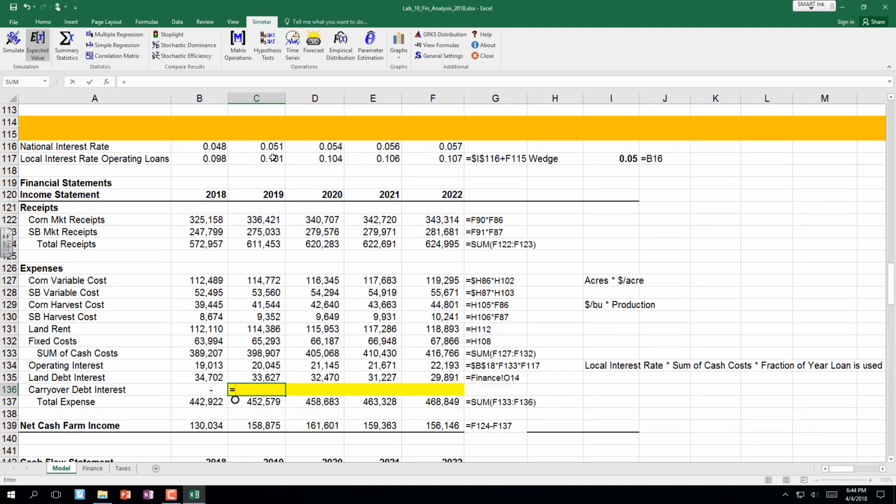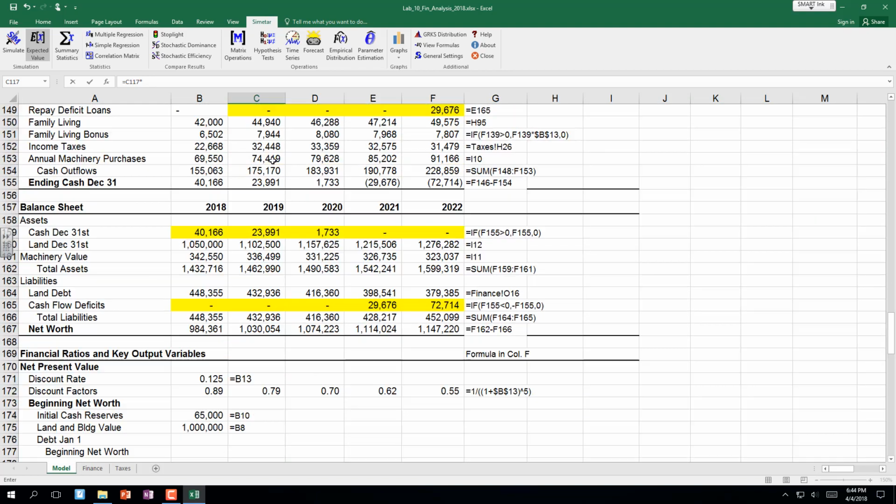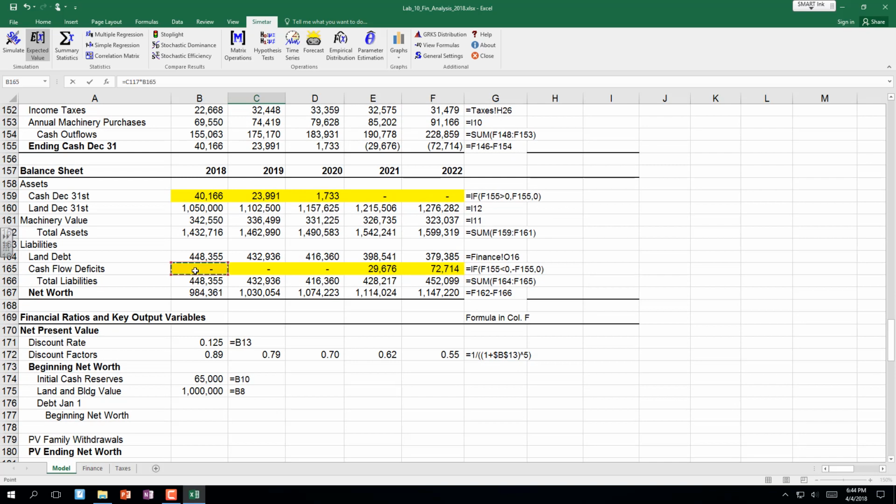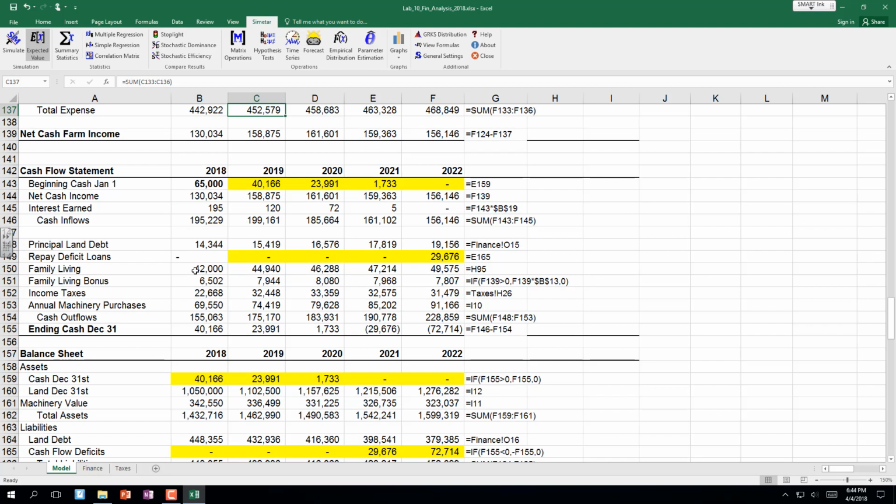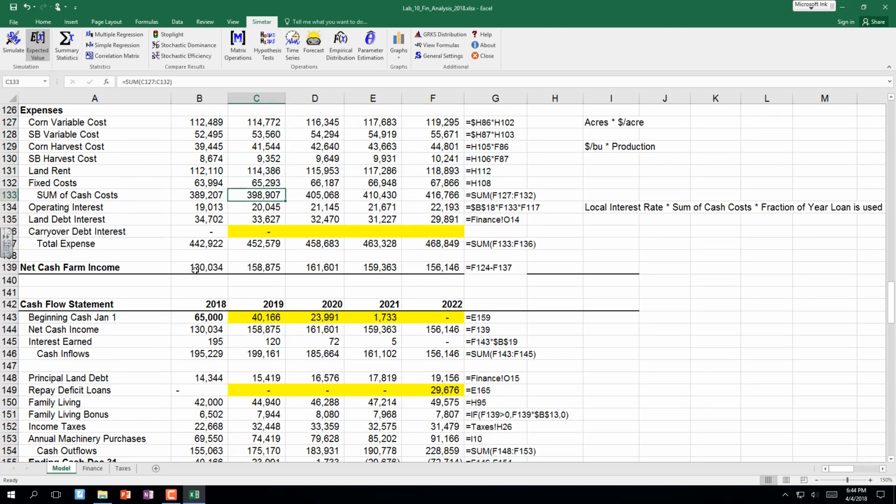So I'm going to go find my interest rate. And it says operating loan interest rate right there in C117. And we'll multiply it by the amount that I had to borrow because I had a deficit. Right there. So it's C117 times B165. Just like that. C117 times B165.